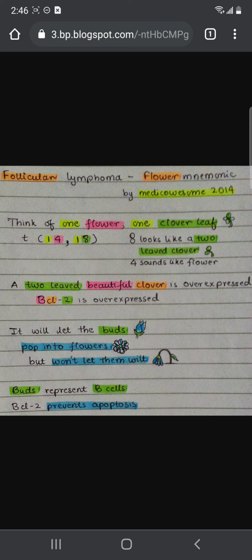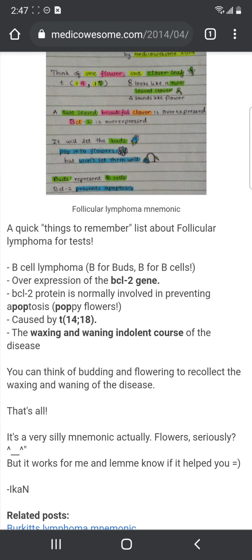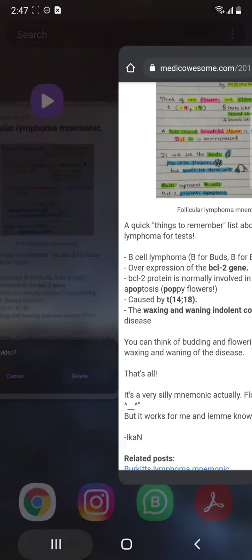And then BCL2, so beautiful clover, and then it will let the buds pop into flowers, which helps them grow but will not let them die. And buds represent B cells. So that was basically the mnemonic. I know it's very silly.